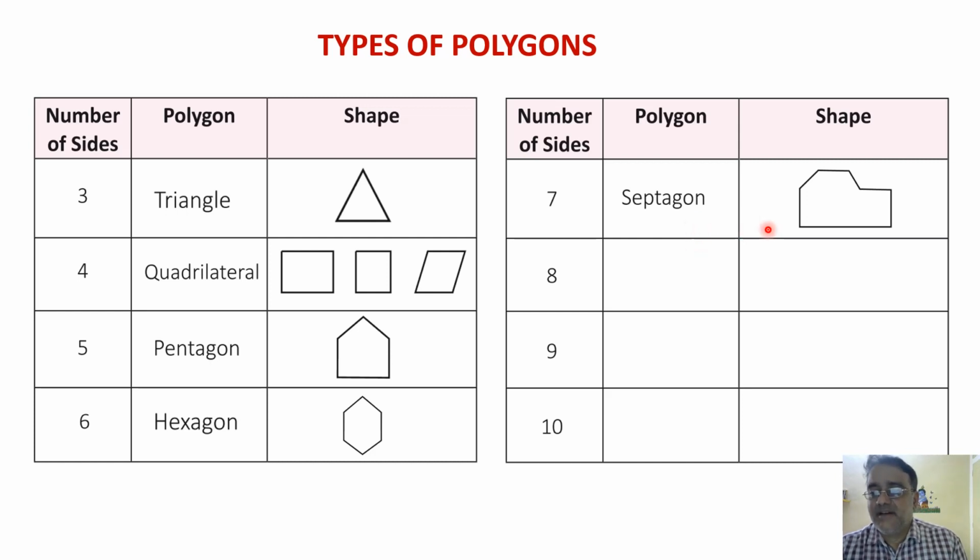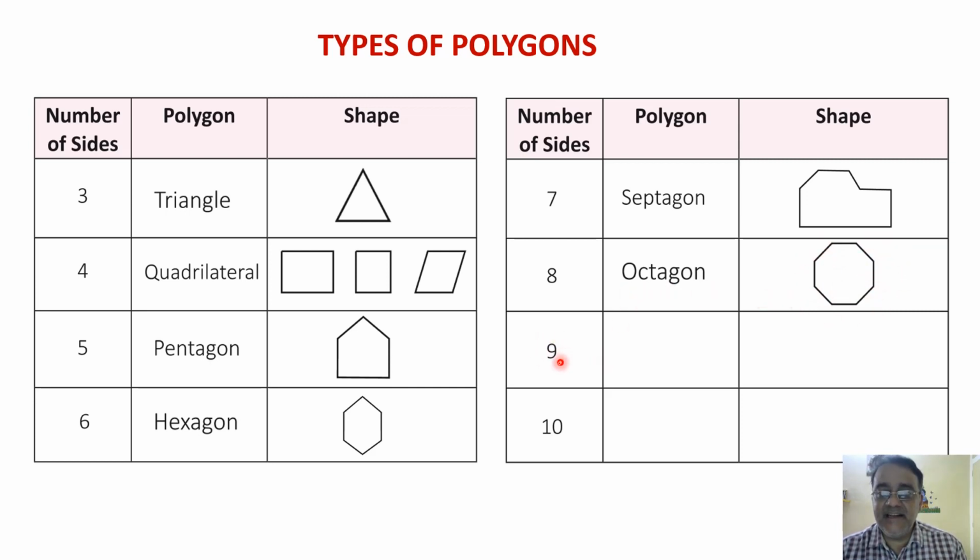Now, if the polygon has 8 sides, it is called an octagon. Octa means 8. So this is the rough figure. See the number of sides: 1, 2, 3, 4, 5, 6, 7, 8. So this is an 8-sided polygon, and it is called an octagon.